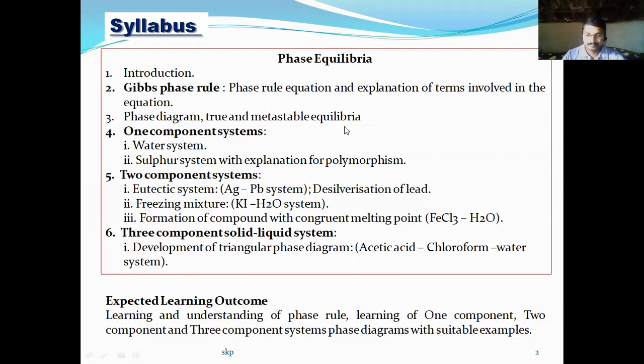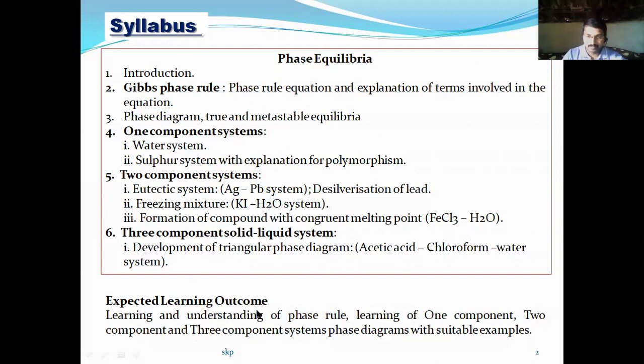It involves the syllabus includes phase rule, that means rule equation and explanation of terms involved in the phase equation, phase diagrams, types of equilibriums. Then one component system, there is water system, sulfur system with explanation for polymorphism. Then two component systems involve eutectic systems like silver and lead system, that is desilverization of lead, freezing mixture like potassium iodide and water, formation of compound with congruent melting point is ferric chloride and water. Then in three component solid liquid system, we will see development of triangular phase diagram, this is acetic acid, chloroform and water system. So this is the syllabus for your phase equilibria topic.